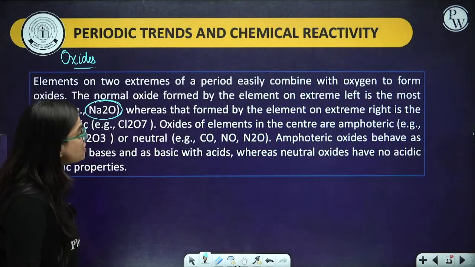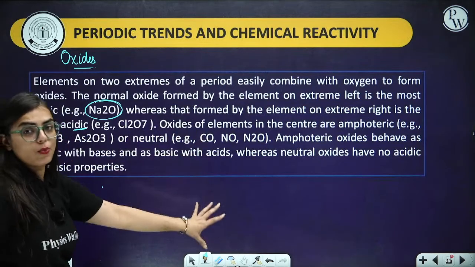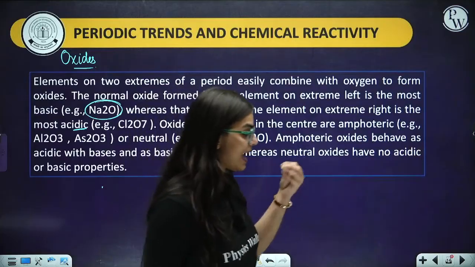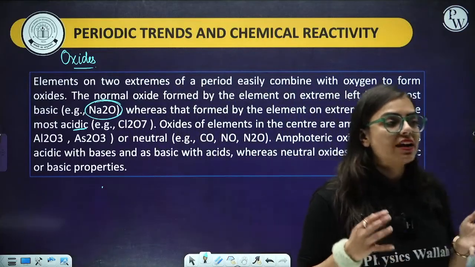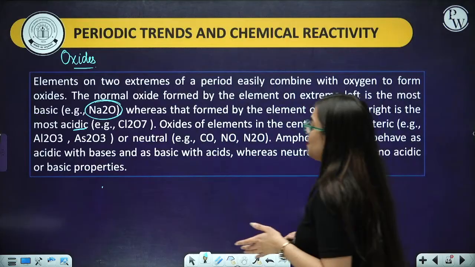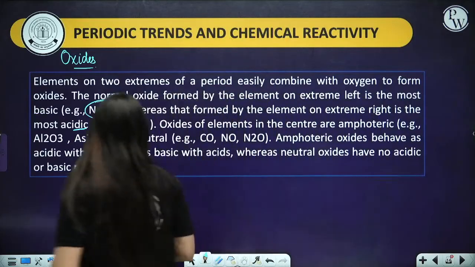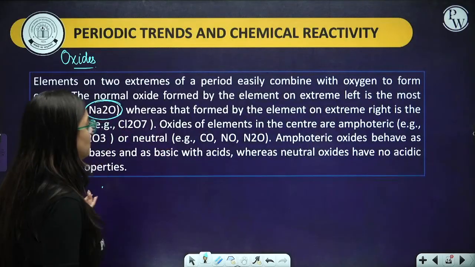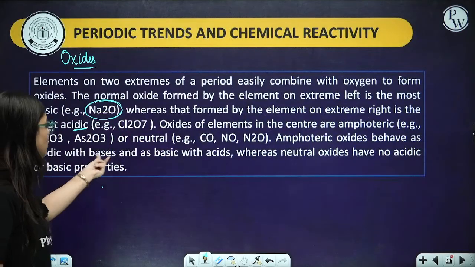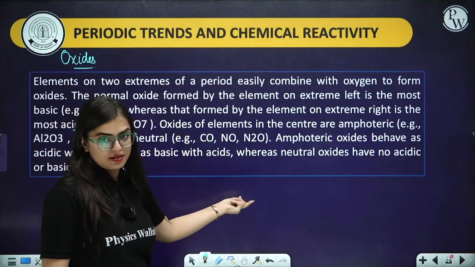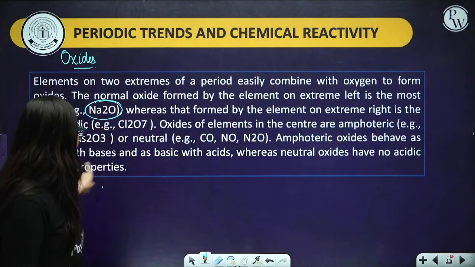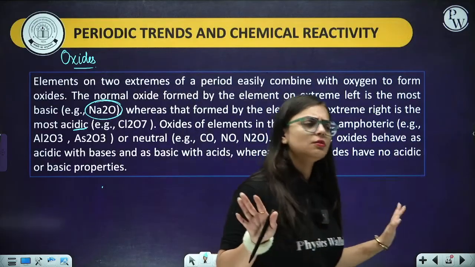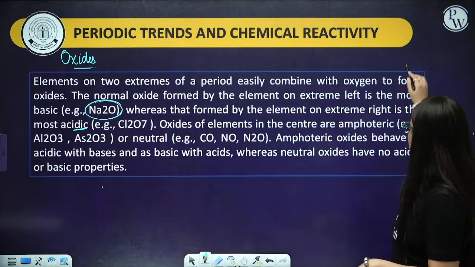Now, oxides of the elements in the center, that means the D block ones, are amphoteric. What is amphoteric? Which shows both the properties of acid and of base. For example, Al2O3, As2O3. Or they can be neutral also, for example, CO, NO, N2O. Amphoteric oxide behaves as acidic with bases and as basic with acids, right? Whereas neutral oxides have no acidic or basic properties. Amphoteric is holding both the properties. Neutral is holding no property. So this is very easy.